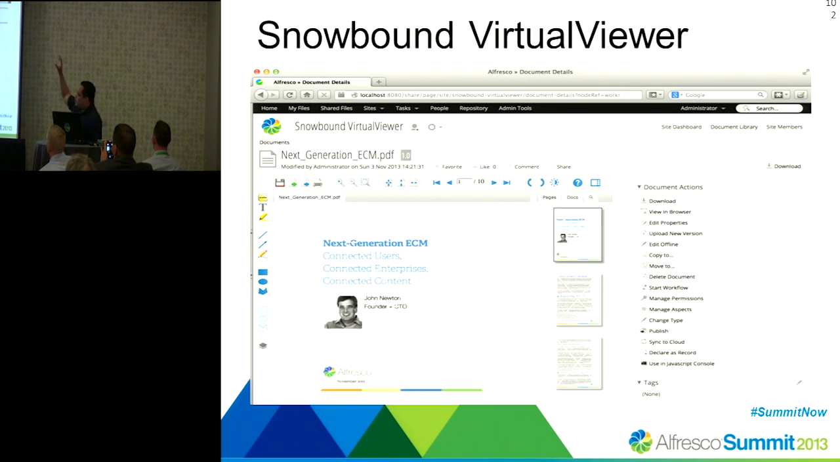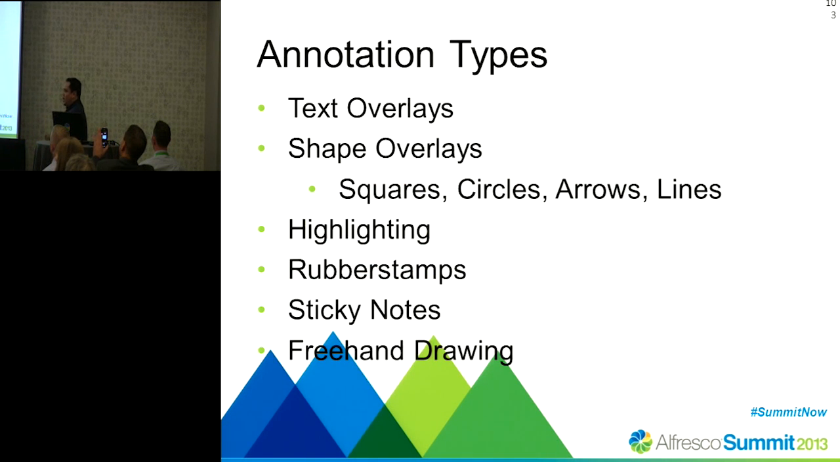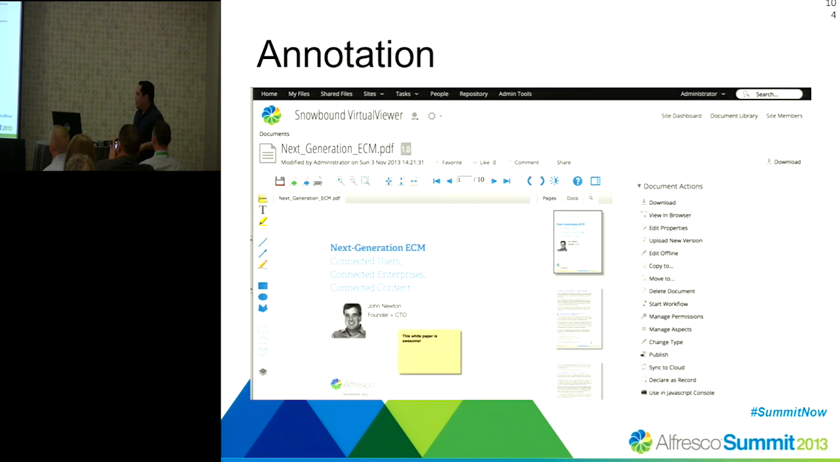So on the left-hand side, you'll see all the annotations. At the top, you'll see the document manipulation actions. On the right, you'll see the page thumbnails, document thumbnails, and the search for full-text search. Some of the annotation types that come with it out of the box are text overlays, shapes such as squares, circles, arrows, lines, highlighting, rubber stamps, sticky notes, and freehand drawing for all the creative types. Certainly not me. Here's a screenshot of the sticky note annotation.